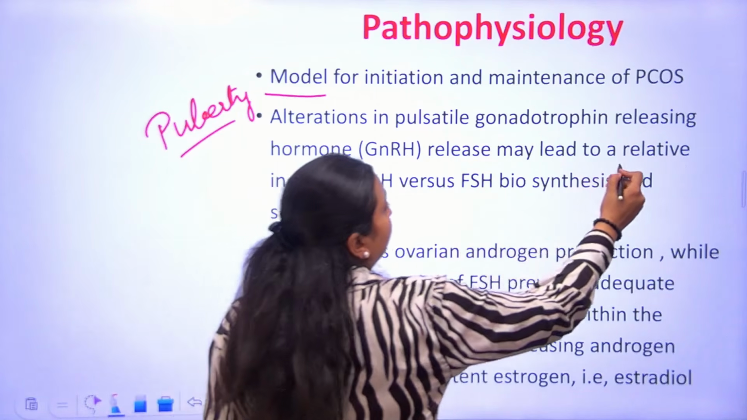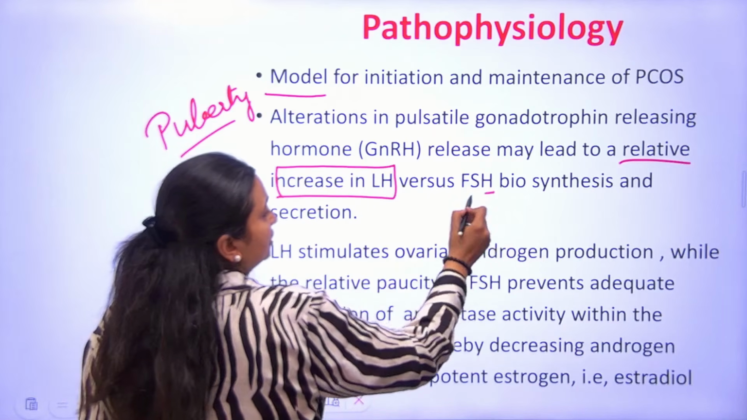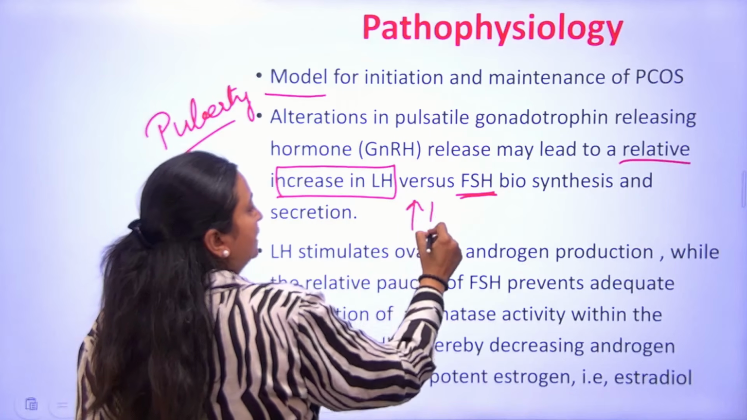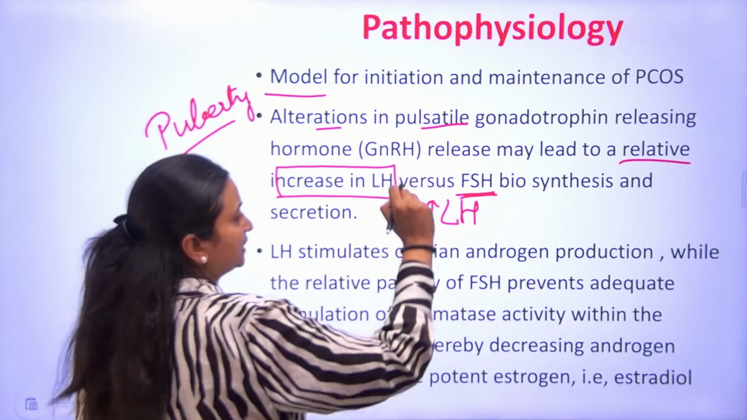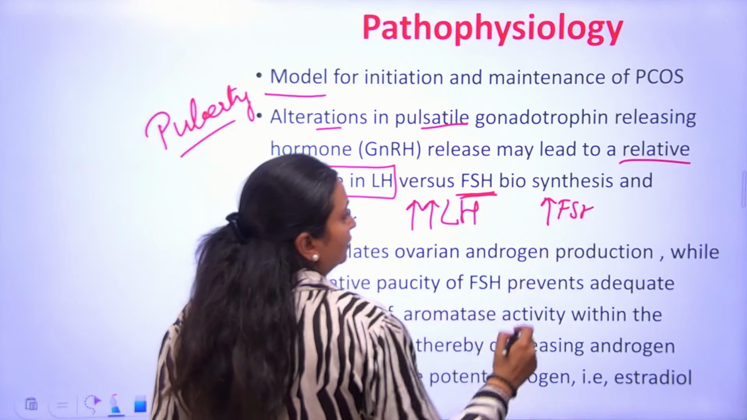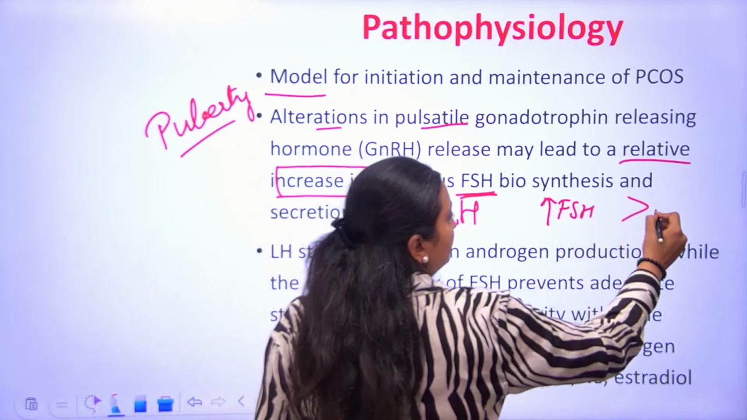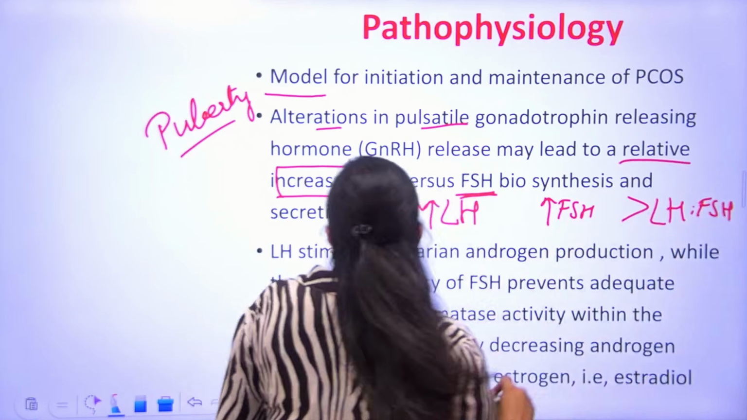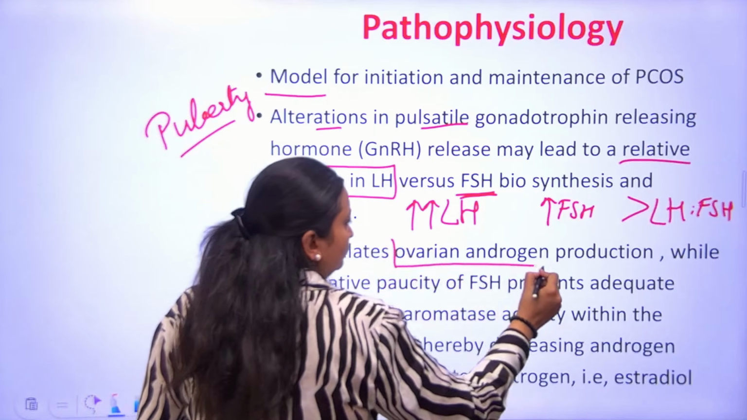So there is a relative increase in the LH, but FSH does not increase that much. So more LH in the body because of the alterations in the pulsatile GnRH release. And yes, FSH also increases but up to a point, but LH increases too much. So there is increase in LH FSH ratio. Now this LH stimulates the ovarian androgen production.